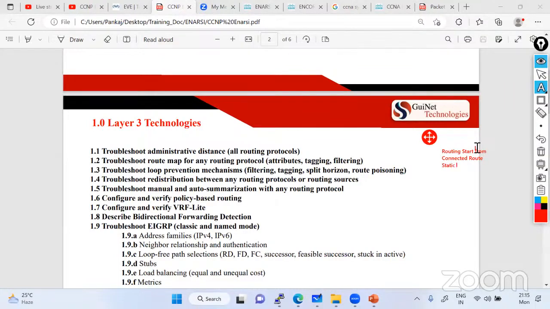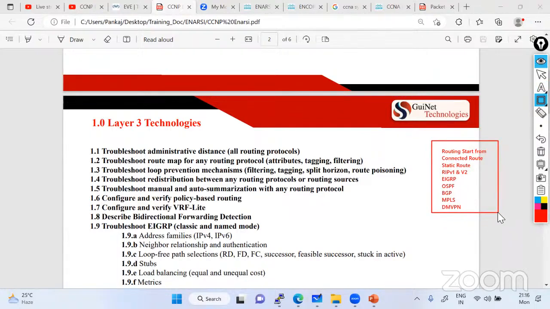After that, the static route. Then we have RIP, with version 1 and version 2. We have EIGRP, OSPF, BGP, MPLS, and DMVPNs. These are the routing protocols, and every engineer in the routing domain must know all of them.